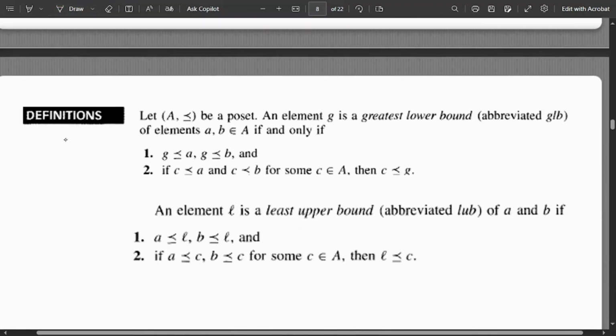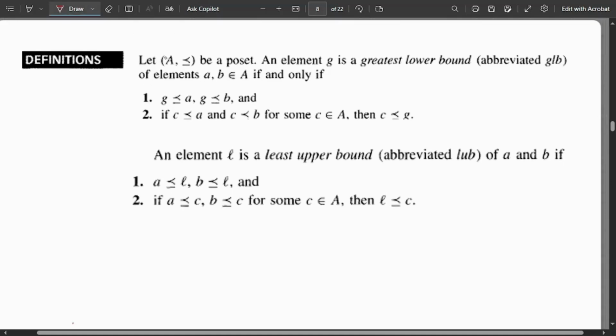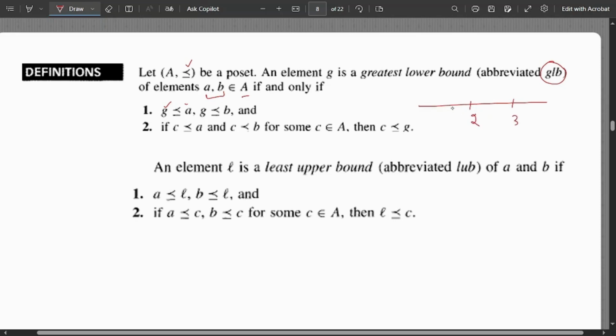Now we define the greatest lower bound and least upper bound. Suppose A with this partial order is a partially ordered set, and element G is called the greatest lower bound, or in short GLB, of elements A and B belonging to the set if and only if G is less than or equal to A and G is also less than or equal to B. That implies, suppose you consider the number line, the set of integers, and I have elements 2 and 3. Numbers which are less than 2 are 1, 0, minus 1 and so on. These all are less than or equal to 2 and to 3. But here you clearly see that 1 is the greatest among all the lesser elements. So this 1 is the greatest lower bound of 2 and 3 in the set of integers.